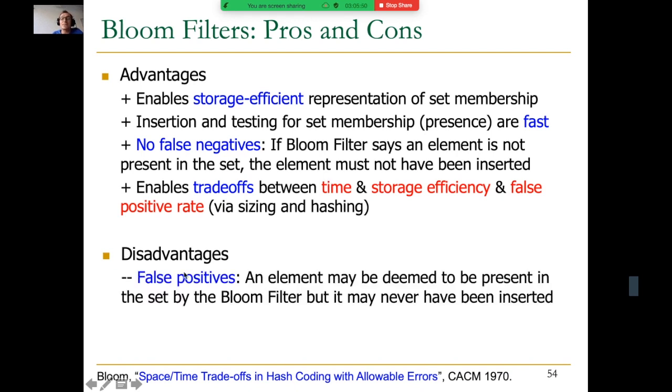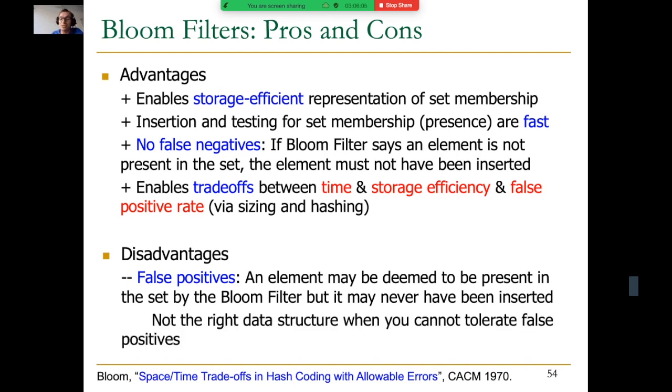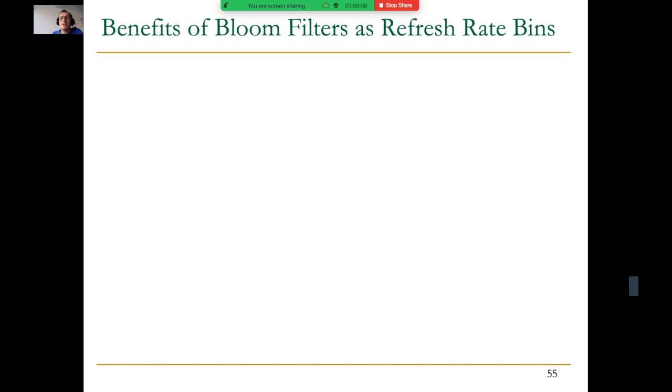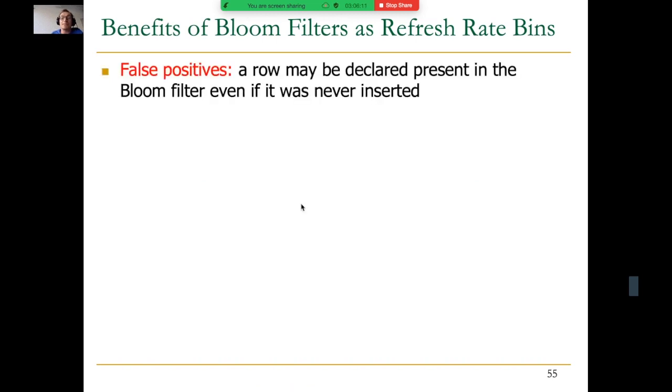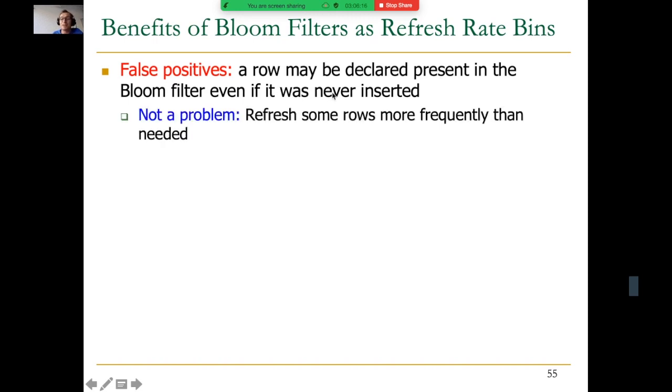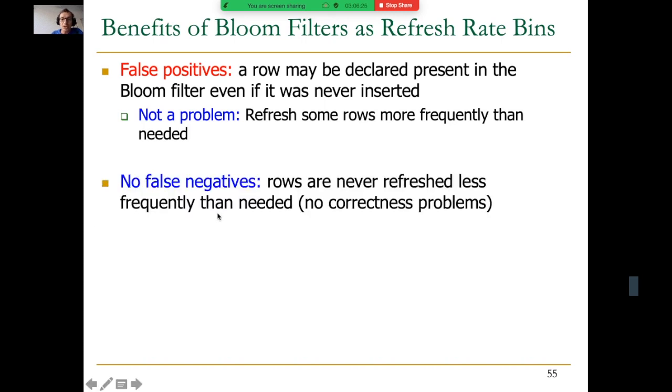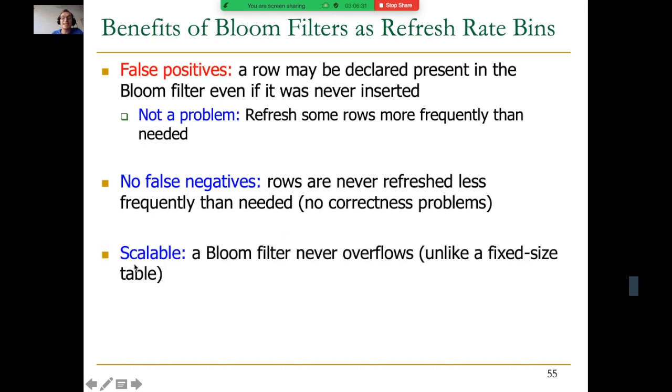Now, of course, it has disadvantages: false positives. An element may be deemed to be present in the set by the Bloom filter, but it may never have been inserted. Now, if your application cannot tolerate these, don't use Bloom filters. If your application can tolerate these, like in our case with the refresh, you can use the Bloom filters. Okay, that's the idea. Let's talk about benefits of Bloom filters at refresh rate bins. So false positives: a row may be declared present in the Bloom filter even if it was never inserted. That's not a problem. You can refresh some rows more frequently than needed. You will eat away from some of the benefits of RAIDR, but you will not be incorrect. So no false negative is good because rows are never refreshed less frequently than needed. There are no correctness problems. This is scalable, so this is some benefit.